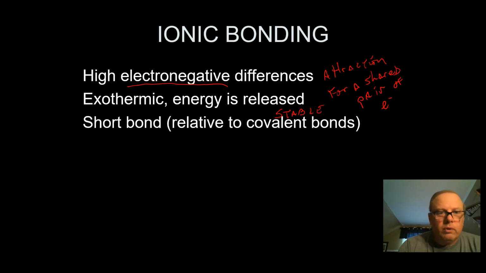It's cool. All right, very, very short bonds, relative especially to covalent bonds. These are very, very short bonds. The shorter a bond is, the more energy tends to be stored in it, and the less flexible it tends to be. Ionic compounds are not flexible, and they have very, very short, high energy bonds.